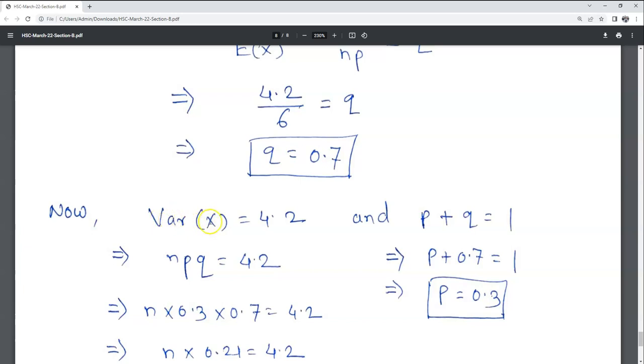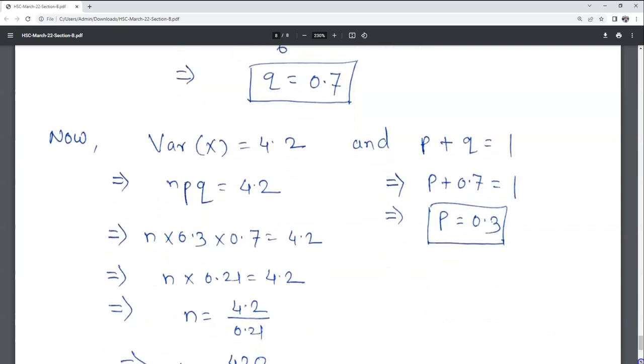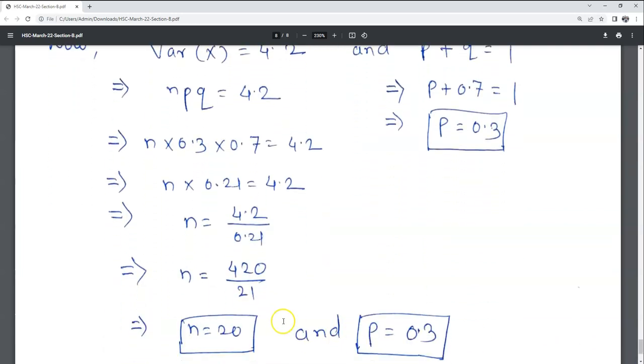Variance of x is 4.2. That means npq is 4.2. The value of n is not yet known. Value of p is 0.3, q is 0.7, equal to 4.2. Now 0.3 into 0.7 is 0.21. And this is multiplying on this side, so on the other side it will actually be dividing. So 4.2 upon 0.21, which gives 20.